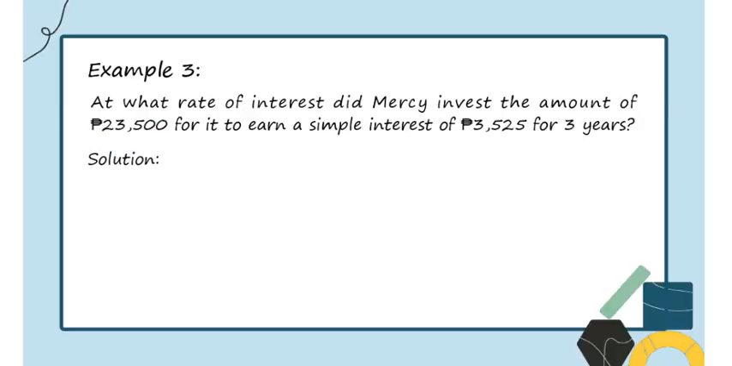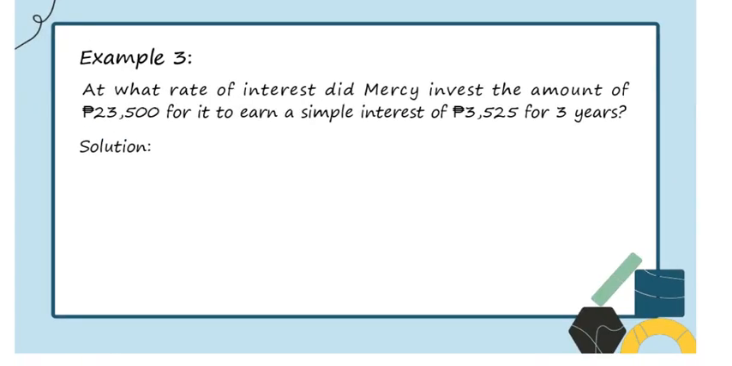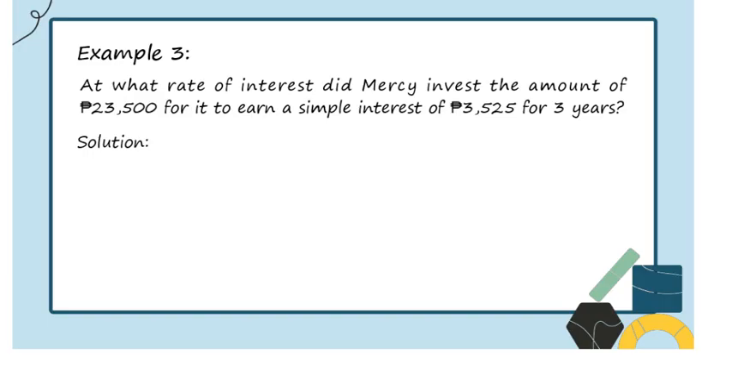Moving on, let's try to do another example. Let's say another problem, example 3. At what rate of interest did Mercy invest the amount of 23,500 for it to earn a simple interest of 3,525 pesos for 3 years? And again, following the flow, we are going to determine what is given on the problem. So we are going to determine what values are this. So yung pinaka-first na value there is 23,500. So, sabi dito, Mercy invest the amount of 23,500. So, therefore, this is going to be our principal.